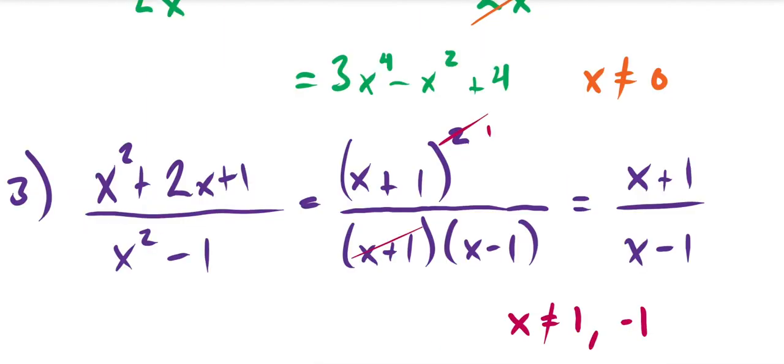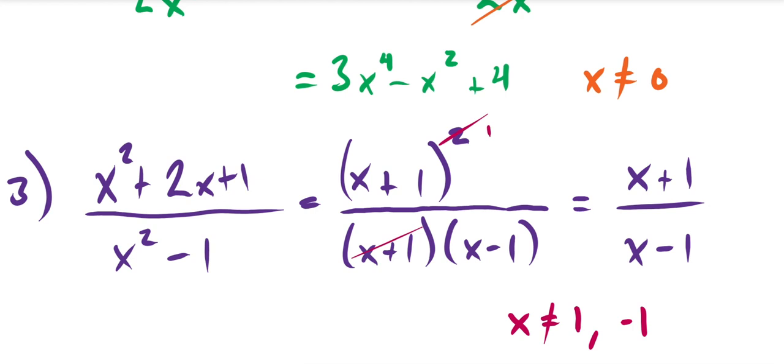Finally, let's look at one that doesn't cancel completely. So if I factor x squared plus 2x plus 1, that's a perfect square trinomial, and we get x plus 1 squared. On the bottom, that's the difference of two squares, so I get x plus 1 times x minus 1. The x plus 1s, or at least one of them, cancels, and we're left with a single x plus 1 on the top, and x minus 1 has nothing to cancel with it, so we just get that on the bottom.